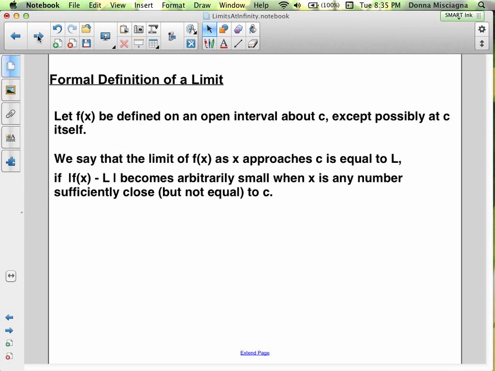absolute value of f of x minus L becomes arbitrarily small when x is any number sufficiently close but not equal to c. And if you don't remember what all that means, I did a podcast where we did nothing but go over the terminology in the formal definition of a limit. So if you get confused by the definition, just take a look at that podcast. I think it was with the graphical limits, so just review that.